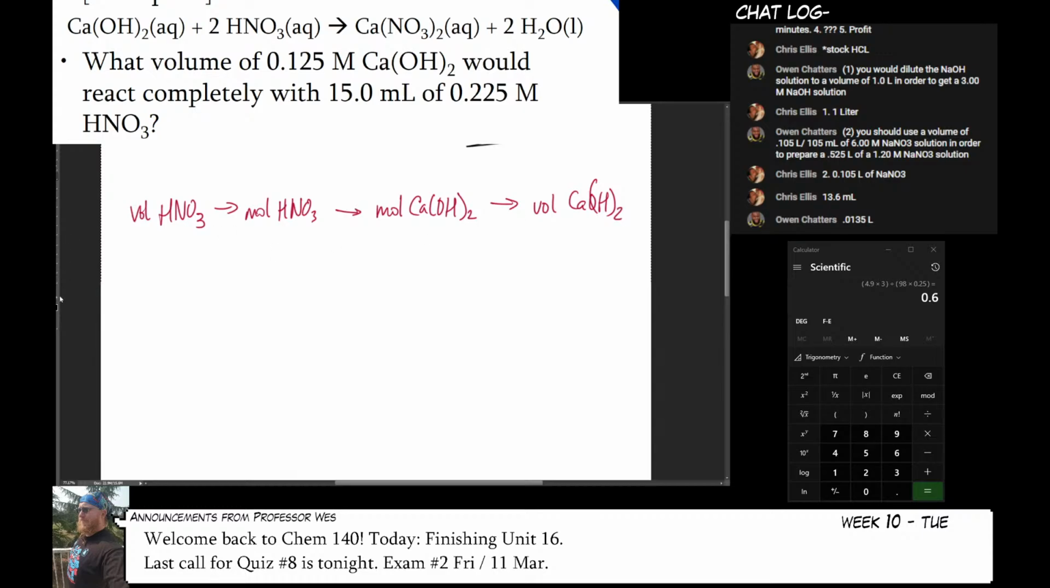All right, so what volume do we start with? We started with 15 milliliters of HNO3. And then we'll use molarity, so moles per liter. So that would be this moles per liter of HNO3. For what it's worth, you could write liters of HNO3, but I end up putting the identity with it next to moles anyway. So I just have liters.